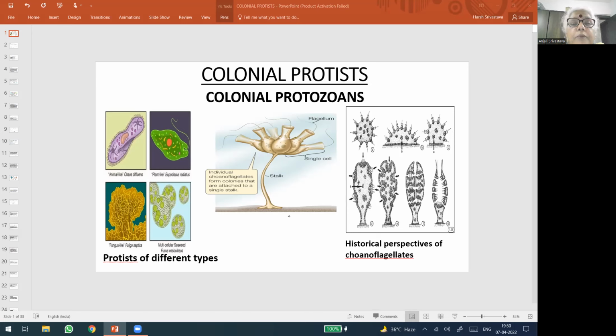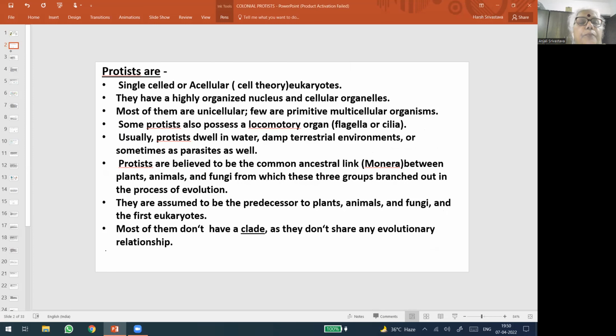Before I start, I would like to mention that the topic requested from me was originally colonial protozoans, but when I started collecting the materials, I found a more relevant term, colonial protists. This is the larger aspect. The protozoans as well as many other microscopic organisms are included in this group, the protists.